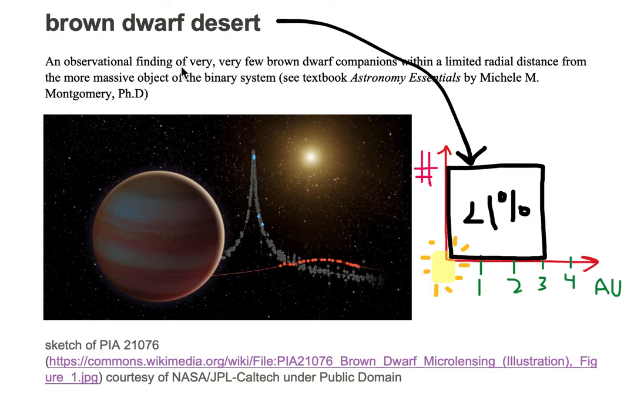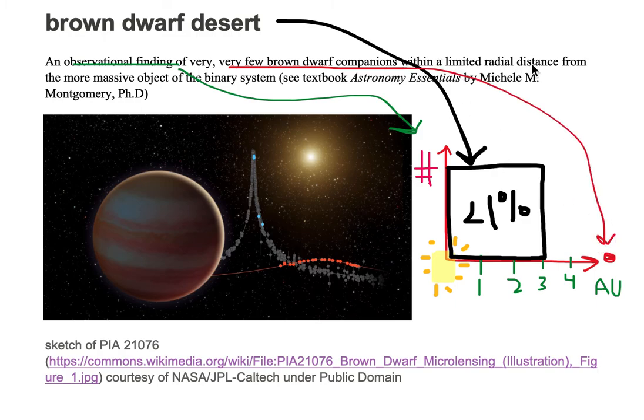It's an observational finding of very few brown dwarf companions within a limited radial distance from a more massive object of the binary system, such as a sun-like star.